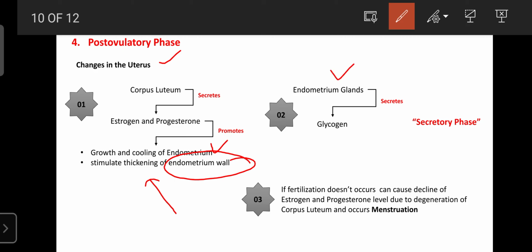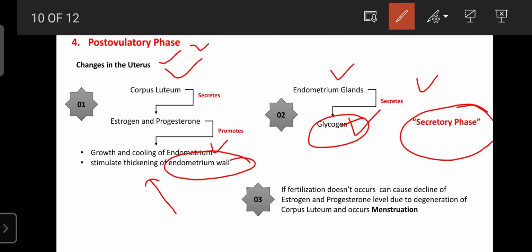And the second event that occurs in the uterus during the post ovulatory phase is that the endometrial glands secrete glycogen. Okay, they secrete glycogen, and glycogen is the source of glucose or source of ATP. Further, it is required for the developmental process in the uterus. Okay, so due to the secretion of glycogen in the uterus, with reference to the uterine cycle, the post ovulatory phase is also known as the secretory phase. So that's why the post ovulatory phase is also known as the luteal phase as well as the secretory phase.